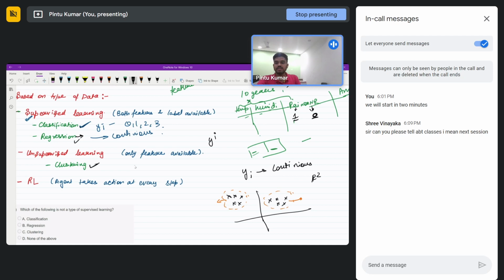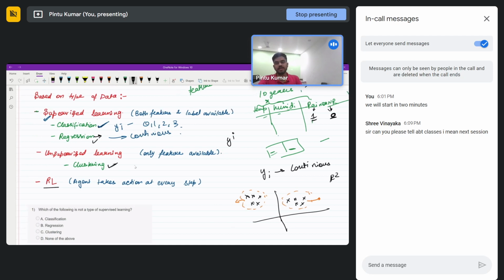Okay. Last one is something that is called reinforcement learning. Reinforcement learning is like, I would give you an example. Example is a self-driving car or a drone that you can fly. So what happens in a self-driving car? After every step, you have to take some action. Action would be if you want to increase the speed or decrease the speed, or you want to apply the brake, or you want to take a turn. So on every step, you will take some action.